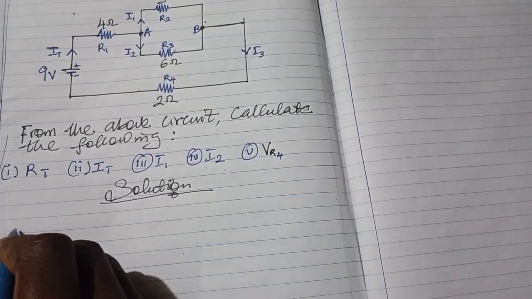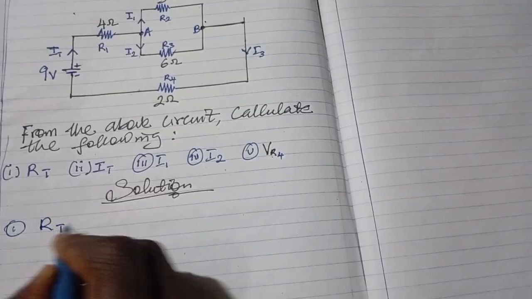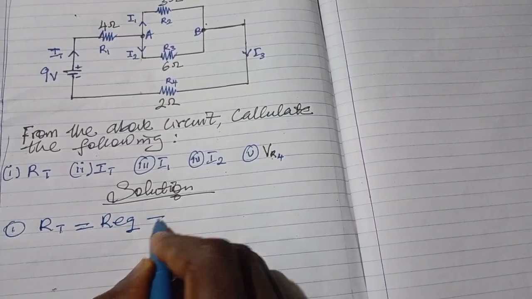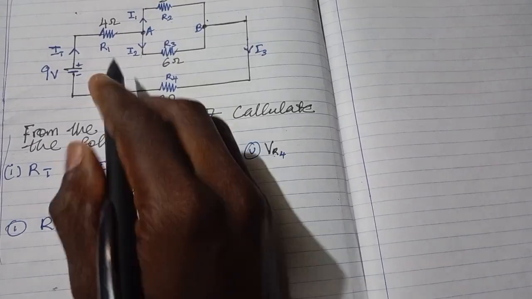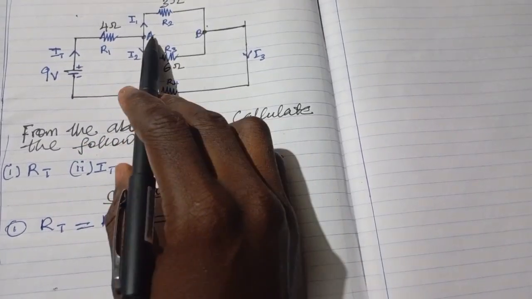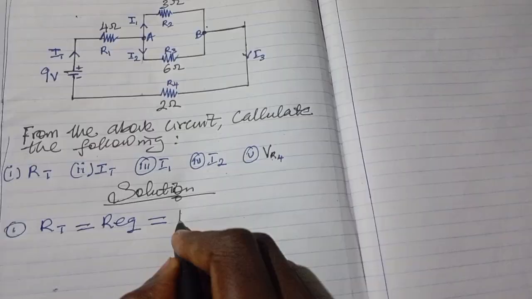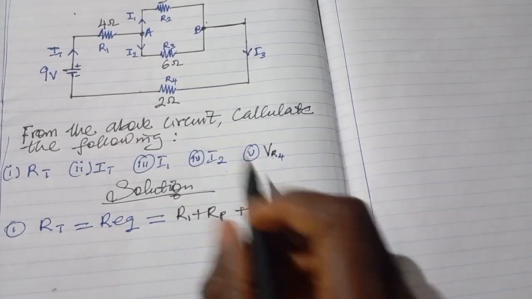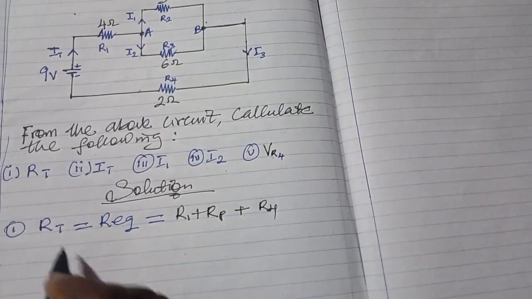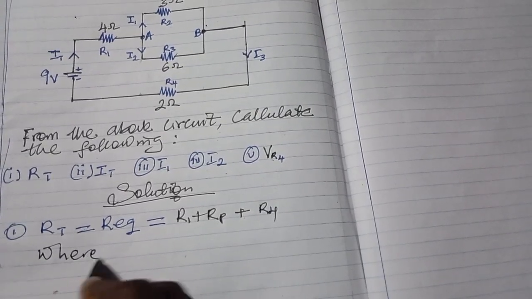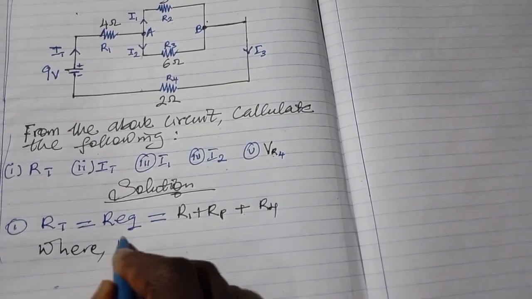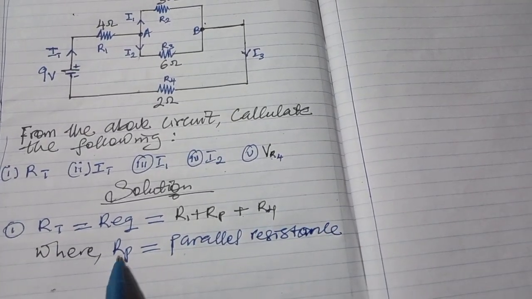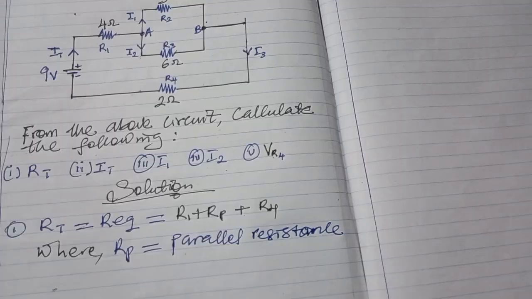Solution. First, R total, which is the same as equivalent resistance, is equal to R1 plus the parallel resistance, that is RAB. So we have R1 plus RP plus this R4, where this RP is the parallel resistance. This is RAB, or you still call it RP.